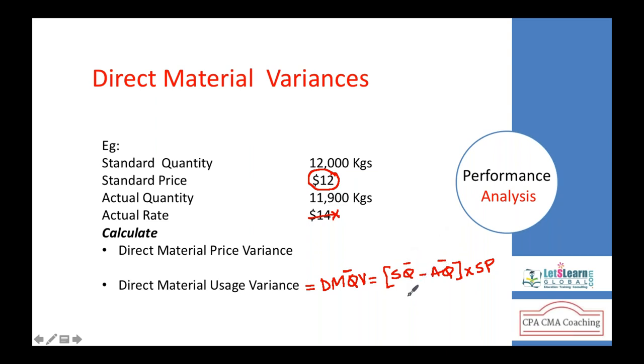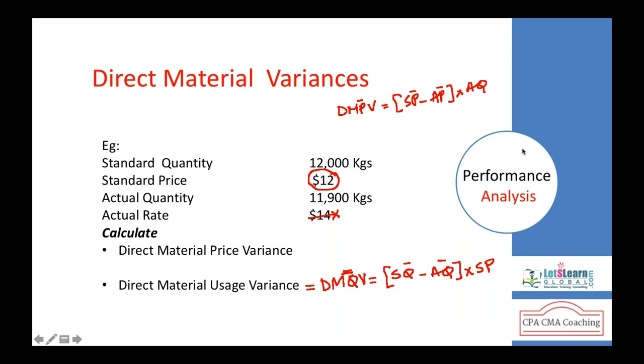Just memorize this: SQ minus AQ, because it's a quantity variance. So both the quantities should be within the brackets, multiplied by standard price. Whereas in the case of direct material price variance, remember, prices were within the bracket. So you can just use this thumb rule: SP minus AP times AQ.